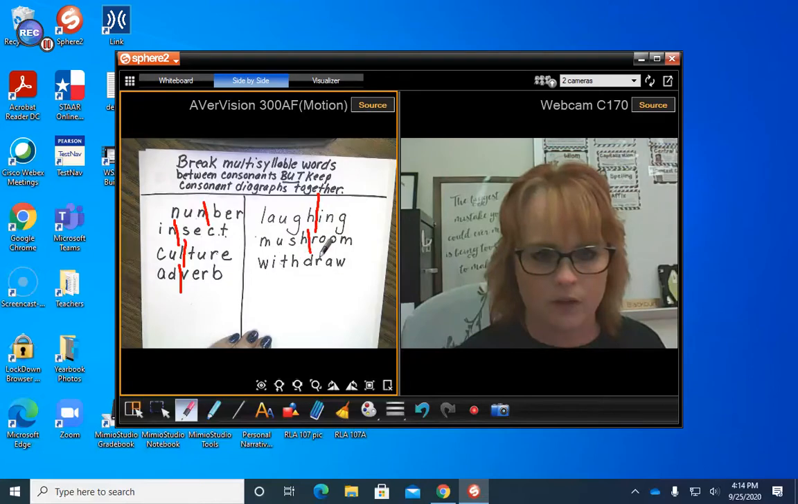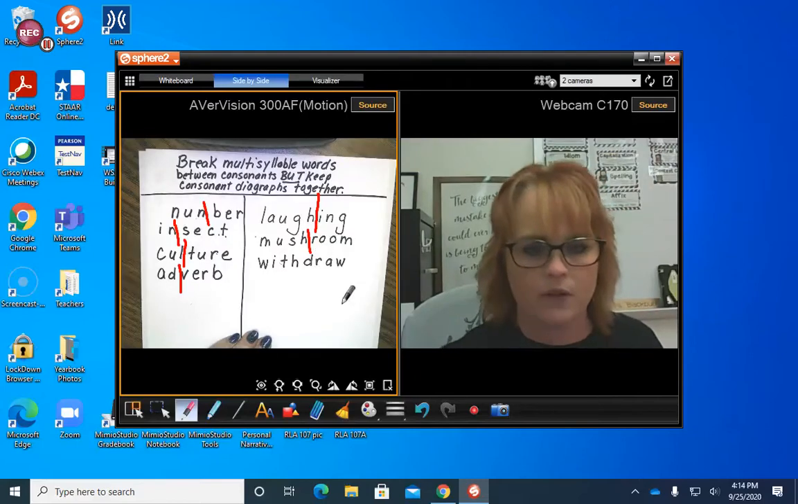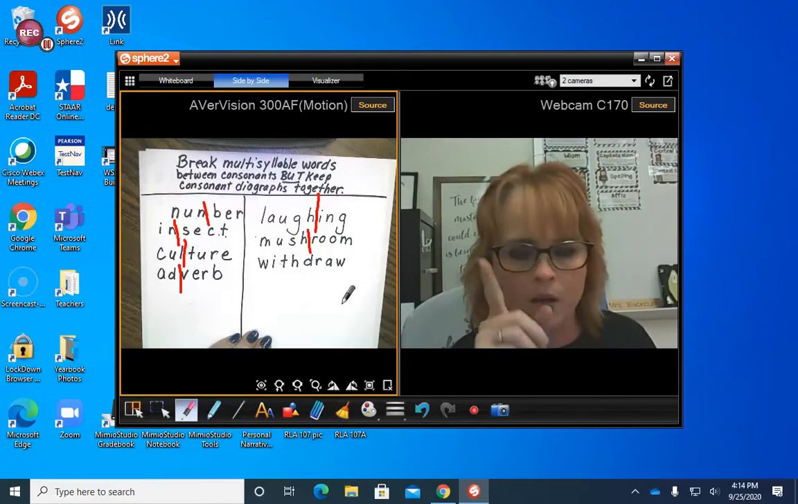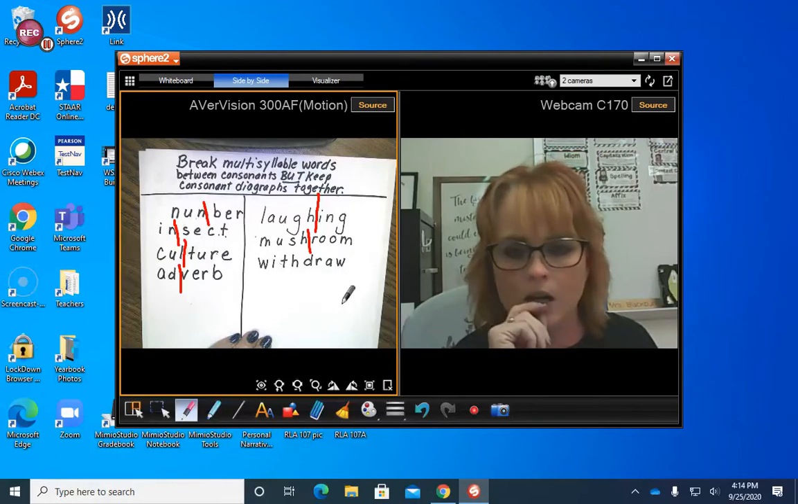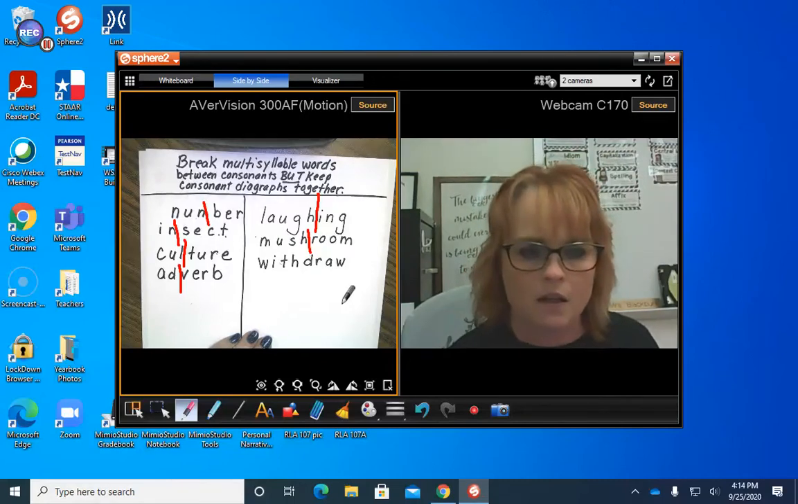We have two consonants here and two consonants here. Let's see, how do we figure this one out? Okay, well, do we see any that are consonant digraphs that can't be split apart? Yes, we have a T and an H, one sound. So I know I would have to split after that because they're best friends, they don't like to be split apart. Now, I have a D and an R here.